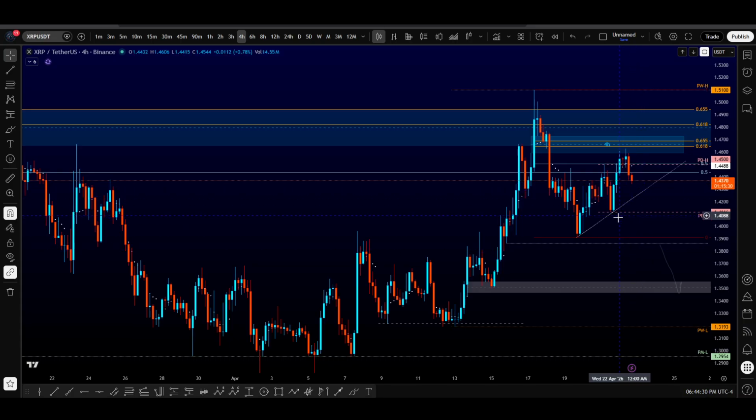Had a nice rejection. The overall trend is still to the upside though, so we need to look out for bearish price action, and this might just be the next bearish price action happening, a lower high to then take out this low and make a lower low, right? So we just have to see how this plays out over the next few days here.